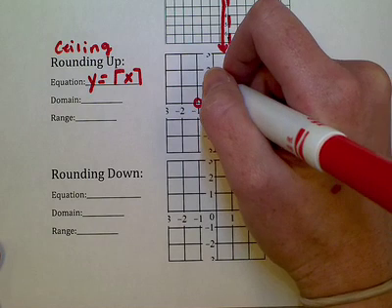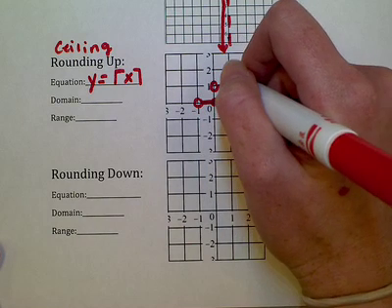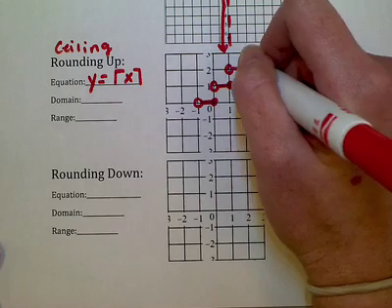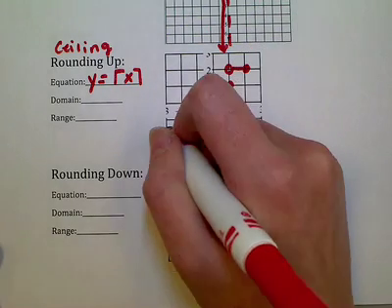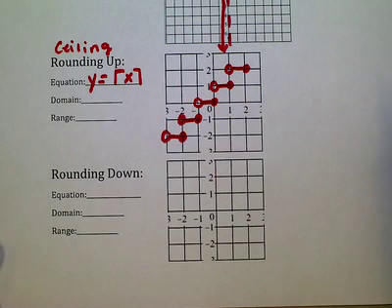Our next step is right above it. Our next step is right above that. And I'm just going to fill in the rest of the steps. These steps do go on forever, but obviously we can't draw that forever, so we eventually have to stop.